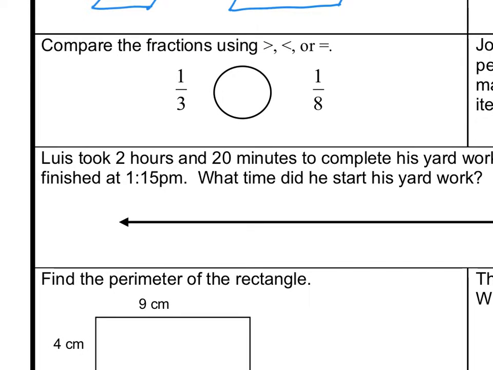Compare the fractions using greater than, less than, or equal to. So we're going to do a third on the top. 3 equal pieces, just eyeballing that because it's an odd number. But 8 is even. We must split it down the middle. We need 4 on each side.